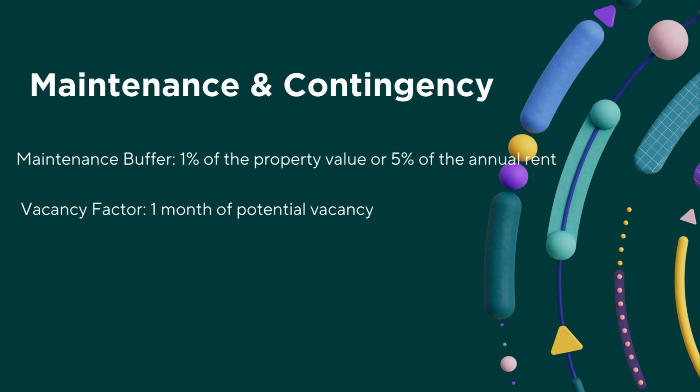Maintenance and contingency. You should always budget a buffer for minor repairs and potential vacancy. Maintenance buffer: set aside roughly 1% of the property value or 5% of the annual rent for unforeseen minor repairs, like fixing an AC unit or a plumbing issue. Vacancy factor: budget for 1 month of potential vacancy. Even though the market is strong, a gap between tenants is possible.